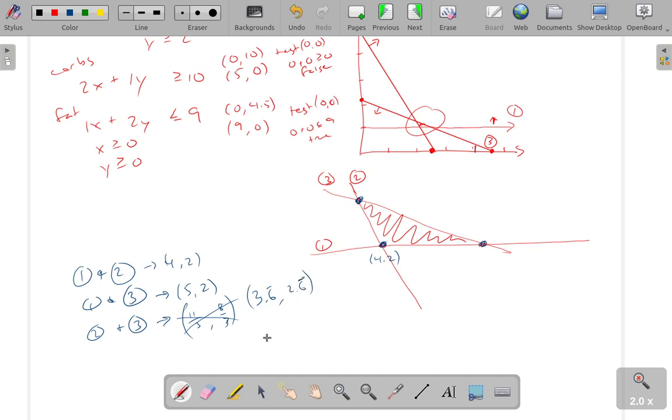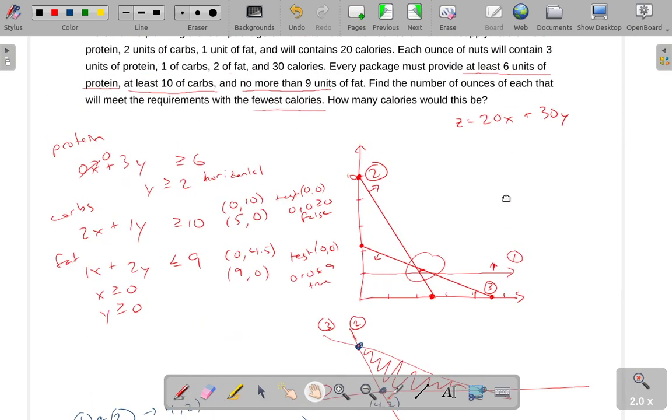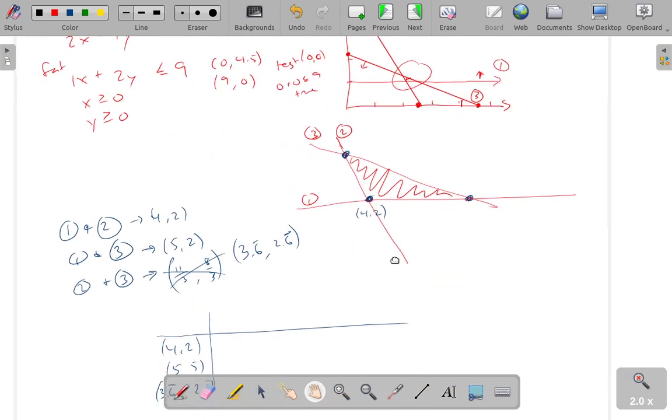I guess it doesn't really matter how we write that, unless the computer asks us to write it as fractions. Alright, in any case, the whole reason we found those corner points is so we can test them with our objective function. First off, (4, 2), (5, 2), then (3.6 repeating, 2.6 repeating). Our objective function was 20x plus 30y.